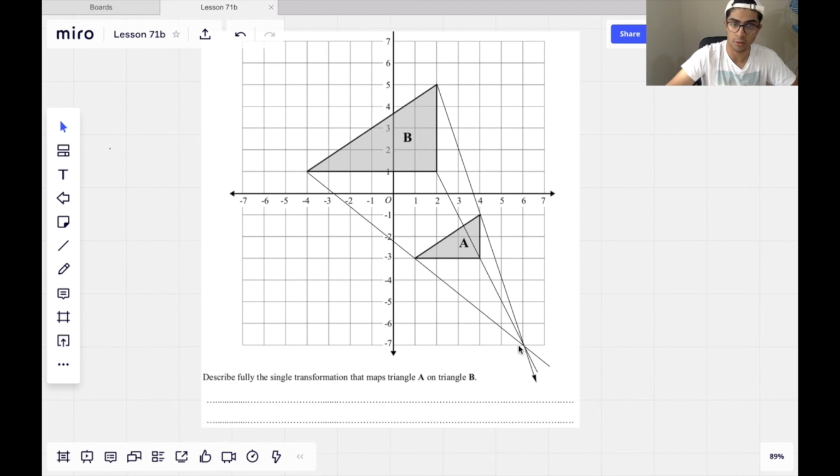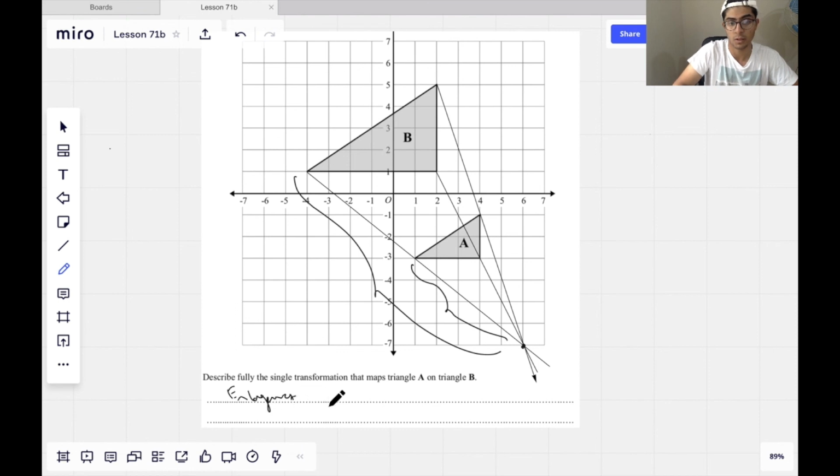You can check. So this is 6. What is that? 1. So what is that? So 5, and then 5 again, and what is that? 4 up, 4 again. Yeah, so that's clearly a scale factor of 2, and it's from this point, 6, minus 7. So you say enlargement by scale factor 2 from 6, minus 7, and that's how you do something like that.